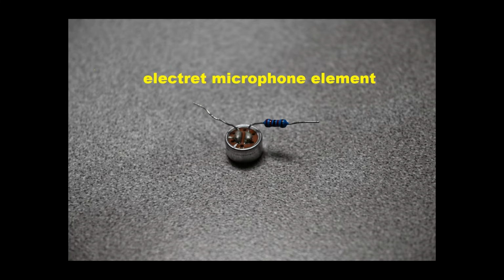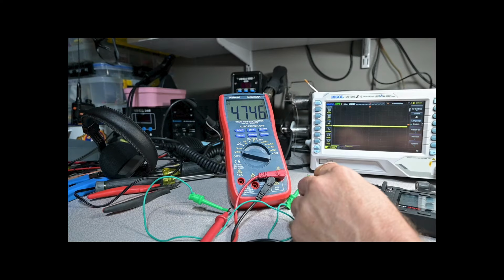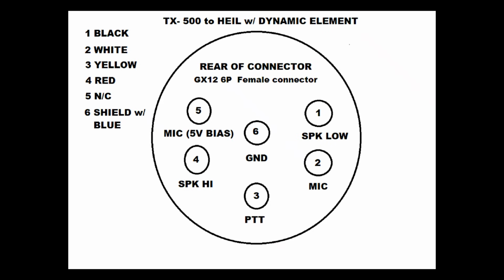The common electret microphone requires a small bias voltage on the microphone line, as seen here, and pin 5 of the TX500 provides this DC using pin 6 as a return or microphone ground. The dynamic element that is used in the headset we're going to wire this radio for does not require a bias voltage, so we will be connecting it to pin 2. This pin selection interoperability and mic line connection in a microphone connector is not typical of most two-way radio equipment.